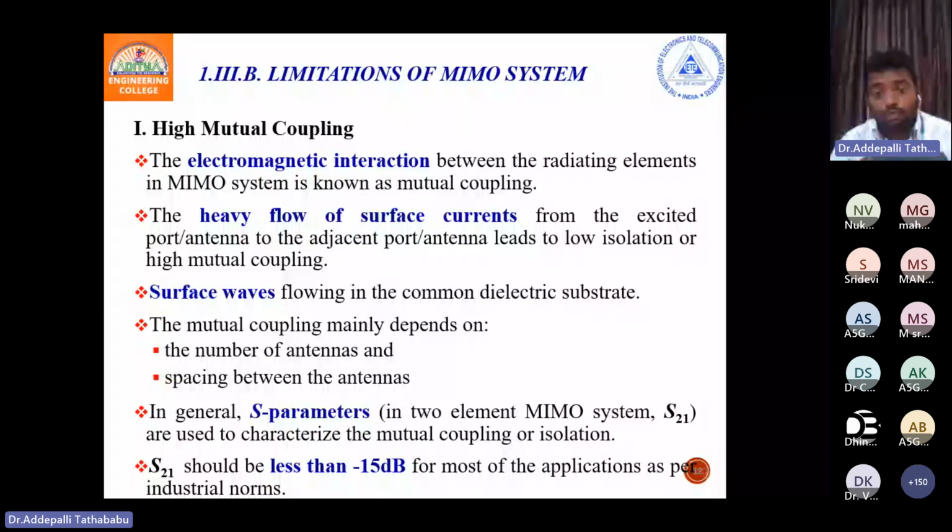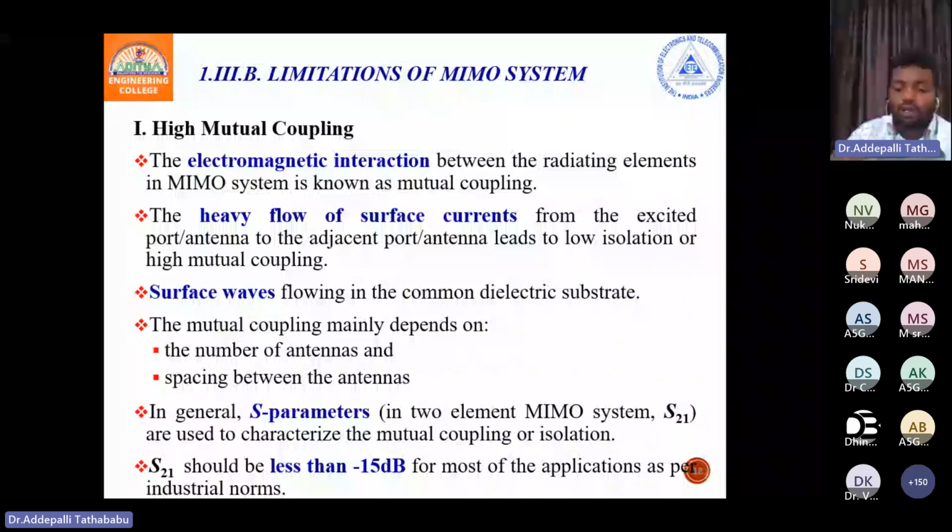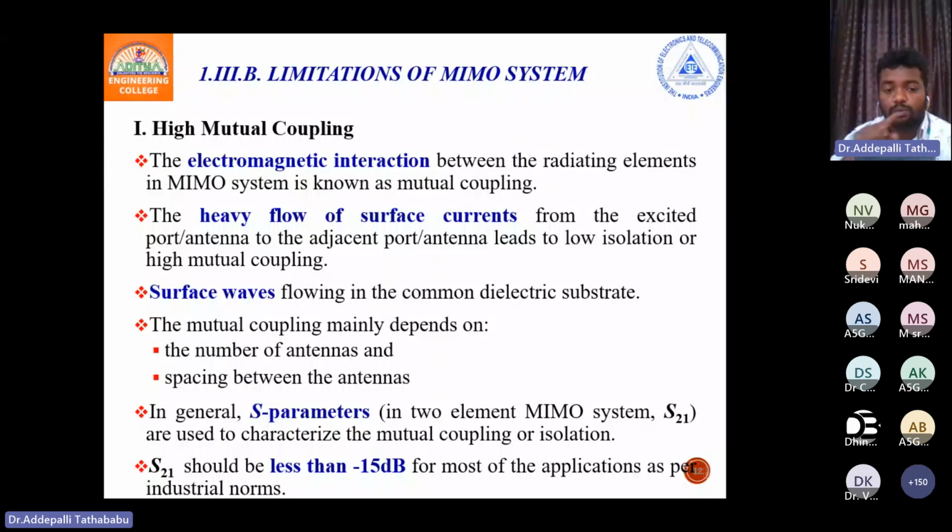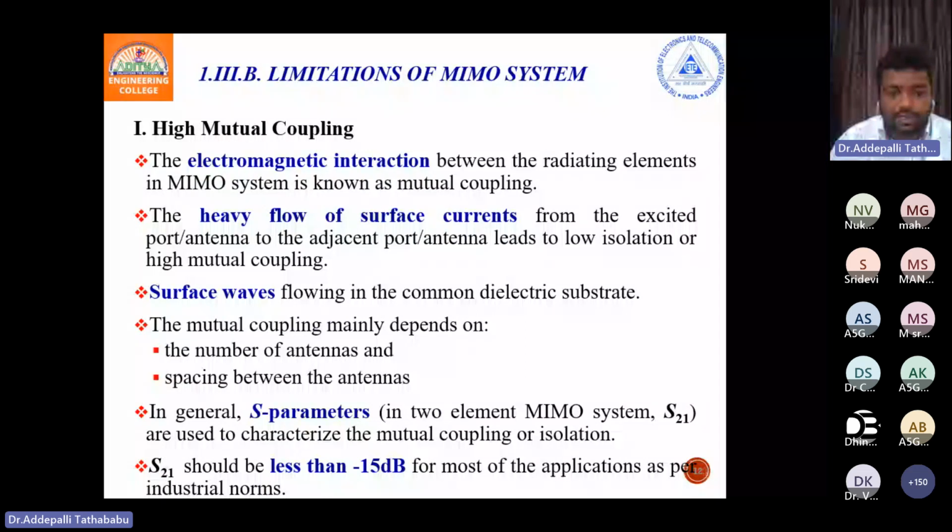The second one is surface waves. Surface waves always flow on the common dielectric medium. If you take one substrate here, antenna one is here, antenna two is here, antenna three is here, all are connected on the common substrate. The surface waves flow in the common substrate. So due to the surface waves flowing from one antenna to another antenna, there is a chance of coupling between the antenna elements. And the third one is free space radiation.